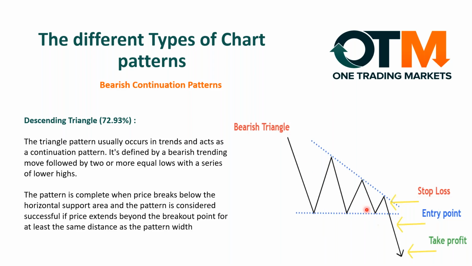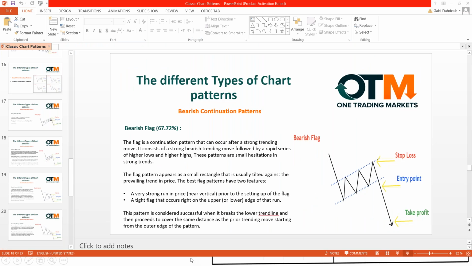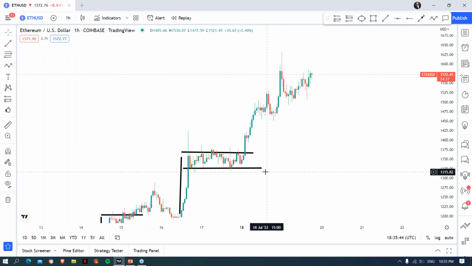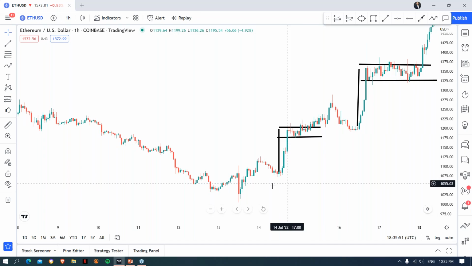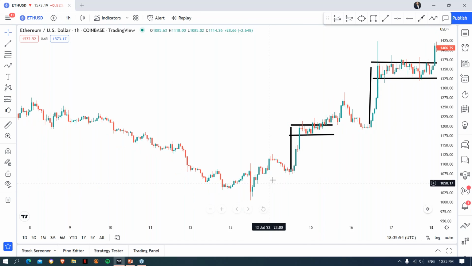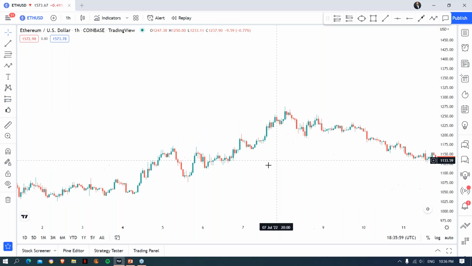Our entry point is going to be below that support line. Our stop loss will be at the top of the previous movement, and our take profit will be equivalent to how long the trend is, or how big the pattern is. Before we go into bullish continuation patterns, let's see a couple of examples here if we can find some. This is the latest movement, of course. We want to see pennants and triangles.